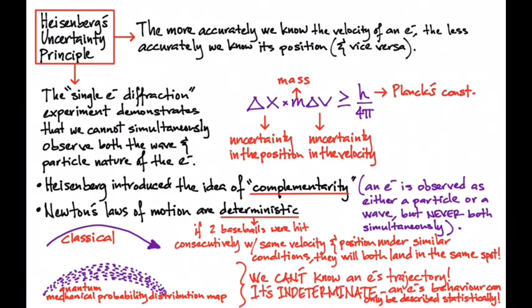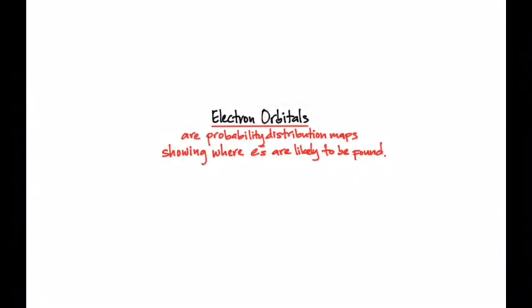So in other words, we can't know an electron's trajectory. It's indeterminate. An electron's behavior can only be described statistically. And that's why quantum mechanics, or quantum physics, is also known as statistical mechanics, because it's all about probability. It's all about statistics. So although we don't exactly know where the electrons are, we have an idea of where they are likely to be found. Electrons are more likely to be found inside the orbitals. And orbitals, by definition, are probability distribution maps where electrons are likely to be found.